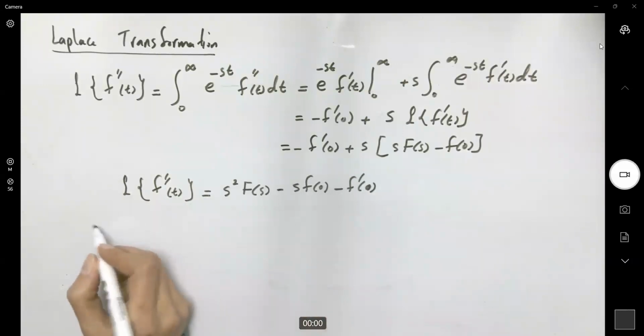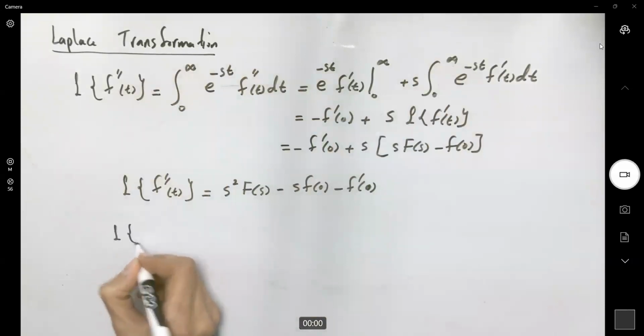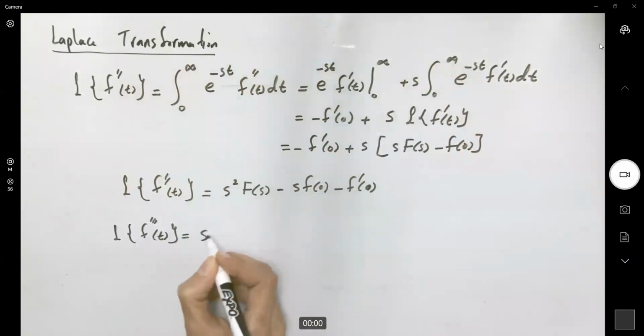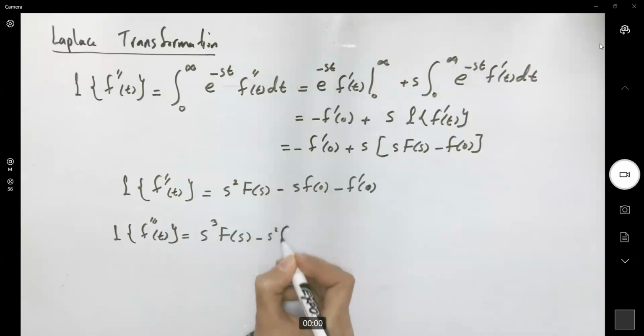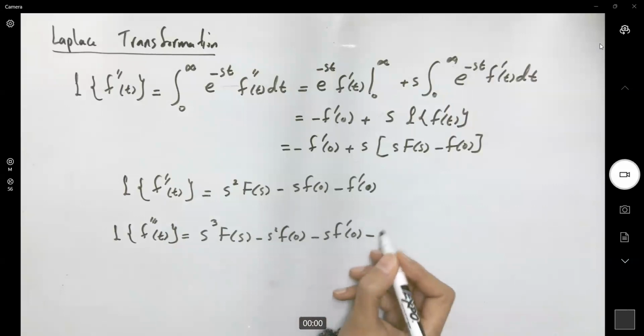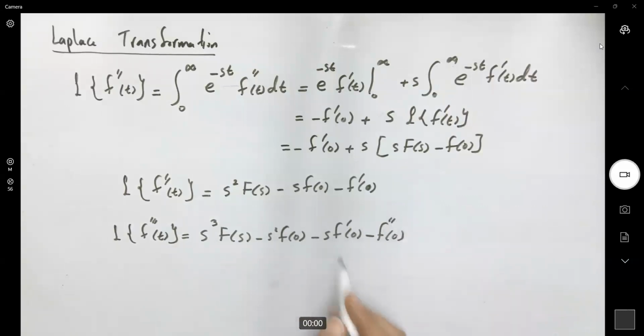By the same logic, following the definition, the Laplace of the third derivative of f becomes s cubed F of s minus s squared f of 0 minus s f prime of 0 minus the second derivative of f at 0.